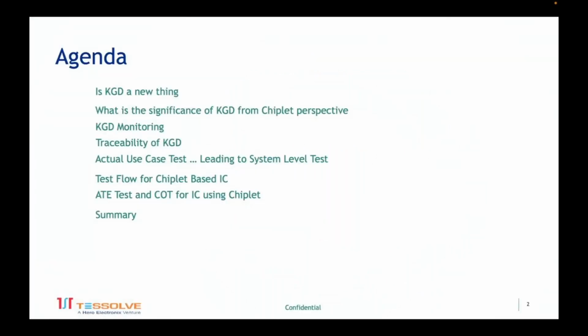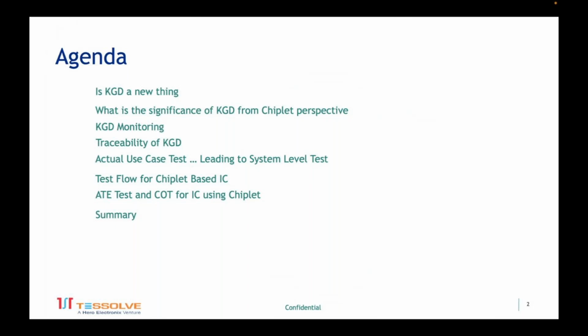The agenda I'm showing here is what we're going to talk about. We'll go with: is KGD a new thing? We'll talk about the monolithic perspective versus heterogeneous integration, and the high level thoughts about it. Then we'll go into the significance of KGD from the chiplet perspective. And we will also talk a little bit about the monitoring of the KGD as it goes into the heterogeneous package.